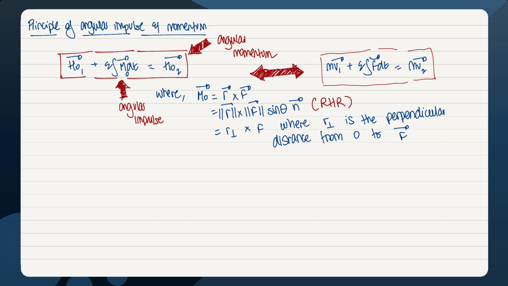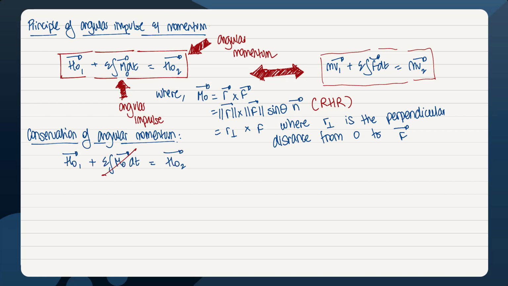Similarly, we can talk of conservation of angular momentum, and that is again the case where the middle term just cancels out. So sigma MO dt is actually equal to 0. So let us look at the two cases in which this is true. If I expand sigma MO dt, I can say HO1 plus summation of the cross product r cross F dt is equal to HO2. So what are the cases in which the cross product r cross F is actually equal to 0?